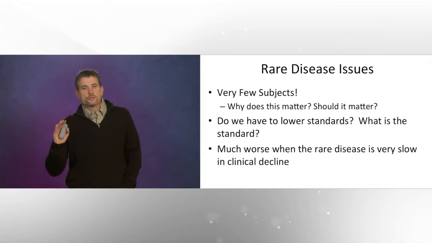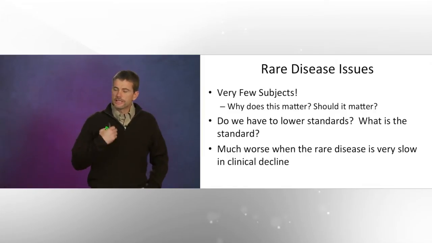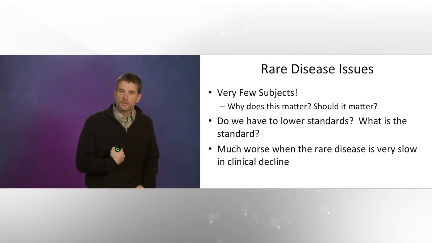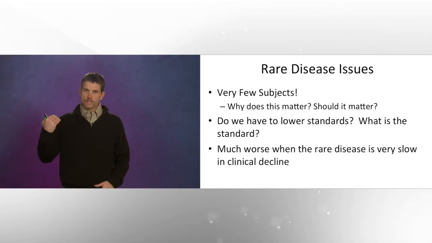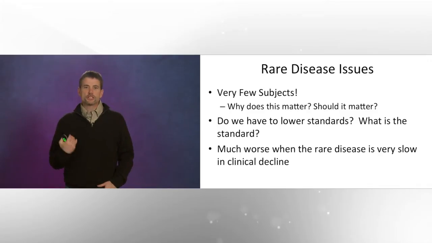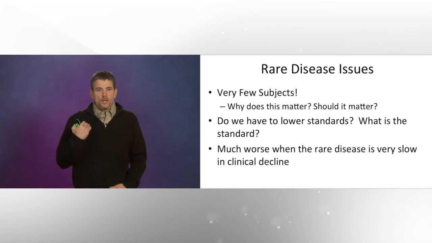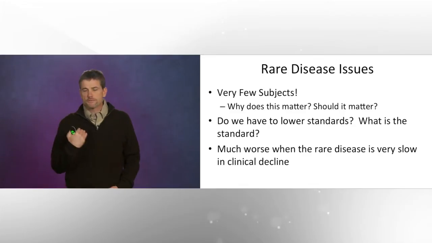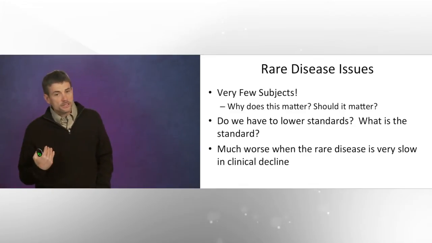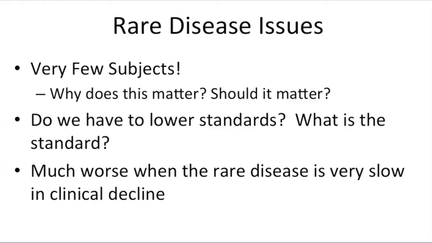So what is the issue in rare disease? The biggest issue, of course, the nature of it, is it's rare. Very few people have the diseases. We don't have the numbers that we can do things inefficiently, learn what's effective. We have very few subjects. Now, one way to handle this is just lower our standards. Is this really what it's come to, that we just have to lower the standards? Maybe in many situations it's very appropriate.